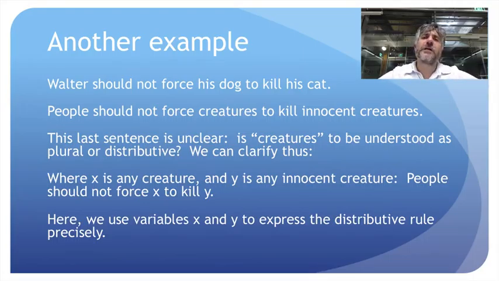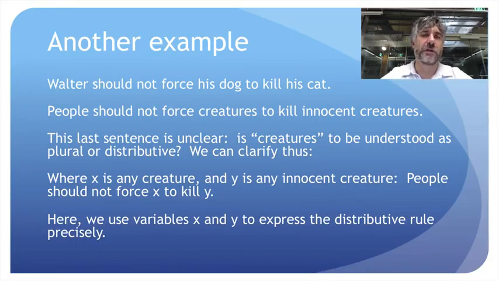But now notice, that last sentence is unclear. In particular, it has two interpretations. There are two ways of understanding that last sentence. Right? We could label them the plural understanding or the distributive understanding.